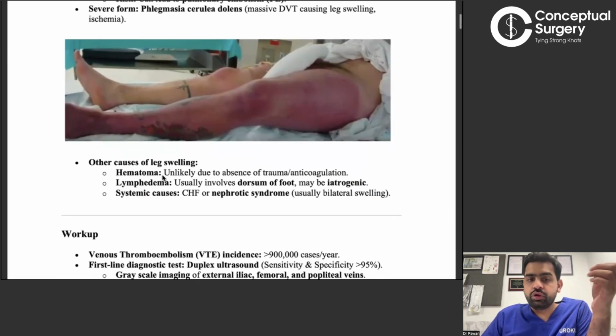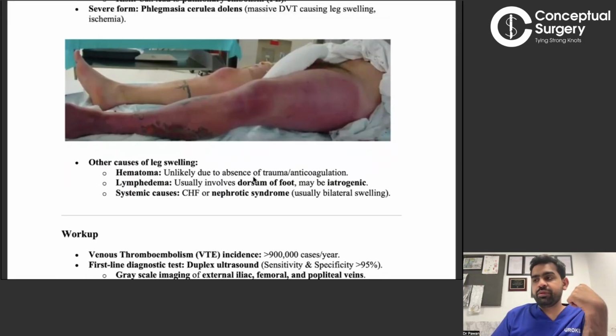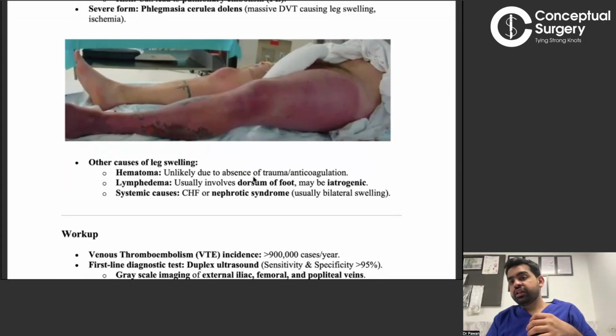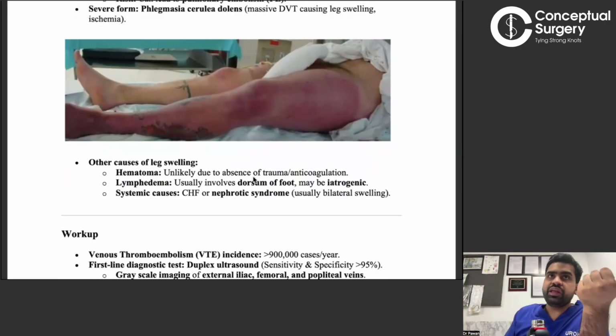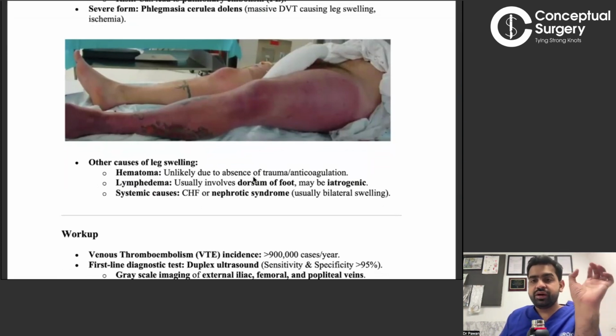Now, other causes of leg swelling can be hematoma, so some amount of bleeding. Yes, that can be there, but it is unlikely due to the absence of any trauma or anticoagulation in this patient. There's no history of trauma or any chronic use of anticoagulation. Lymphedema usually involves the dorsum of the foot and may be iatrogenic. But again, there's no history of any lymph node dissection or inguinal node dissection or something like that. So this is not lymphedema. It is a DVT.